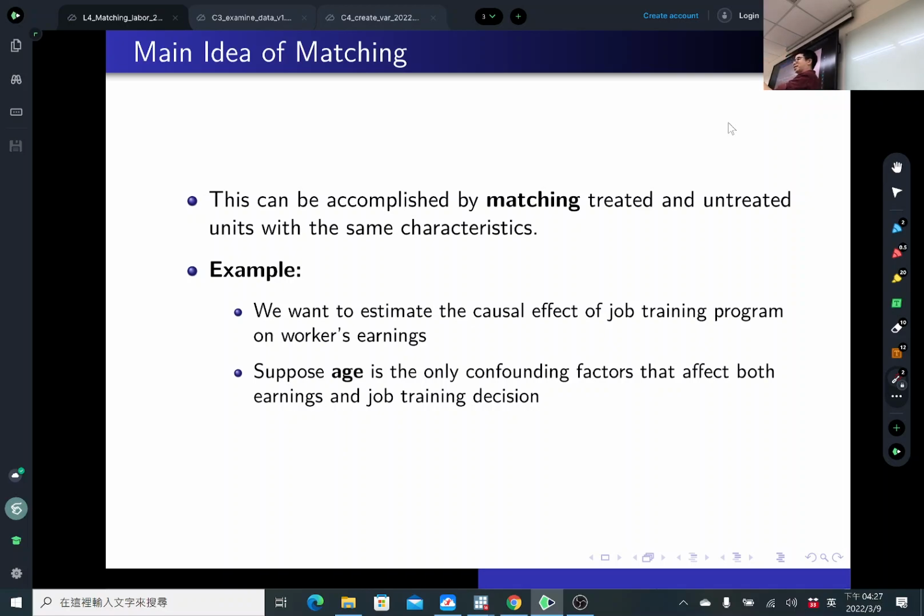But if you simply compare those who join the job training program with those who do not, their wages could be not comparable, because these two groups are very different in terms of many things. Okay. So here we suppose the only difference between treatment group and control group is age. It's the only confounding factor that might affect why you join the job training program and also your wage. You can imagine older people might be more likely to join the job training program because they have more need to increase their wage, something like this. Okay. So here is an example.